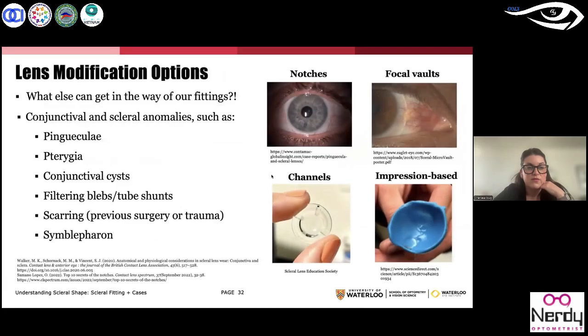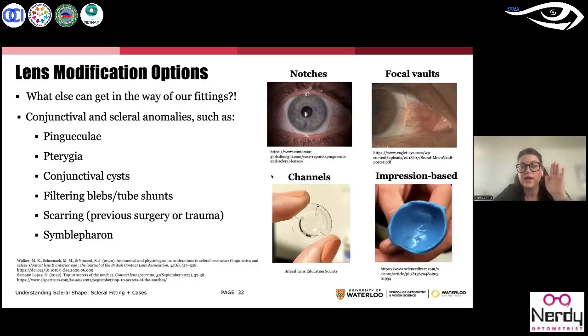I'm going to skip over that for now. We know there's a lot of other things besides the scleral shape that can get in the way of our fittings. So we need to be working with lenses that allow us a lot of options.